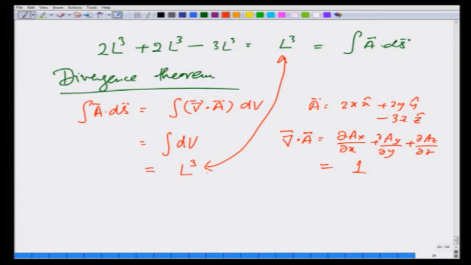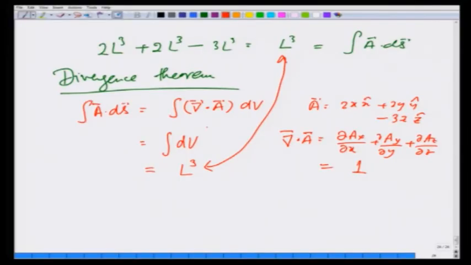You can also see the power of divergence theorem, whereas in calculating A dot ds I had to do integral over 6 surfaces and got an answer of L cubed. In divergence theorem I got this answer in 2 or 3 lines. So, this is how you can use it powerfully to your advantage.